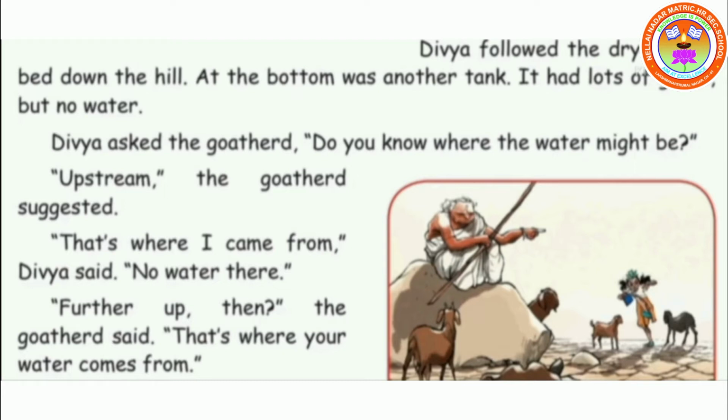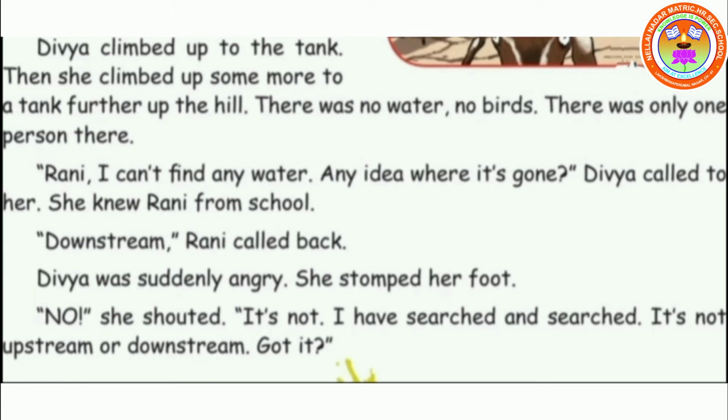At the bottom was another tank. It had lots of goats but no water. Divya asked the goatherd, do you know where the water might be? Upstream, the goatherd suggested. That's where I came from, Divya said. No water there. Further up then, the goatherd said. That's where your water comes from. Divya climbed up to the tank. Then she climbed up some more to a tank further up the hill.